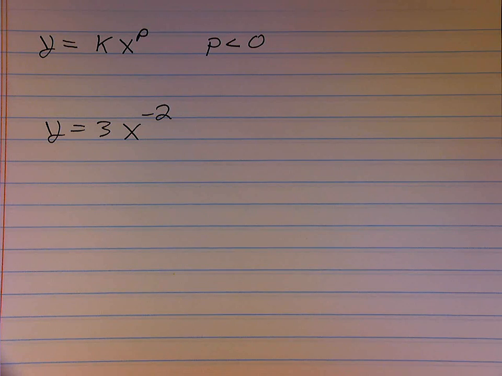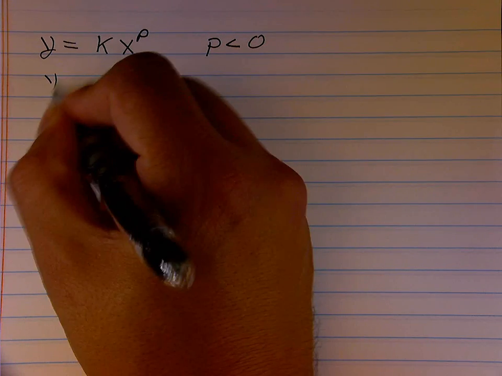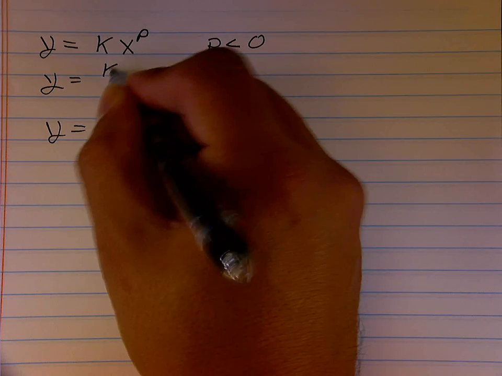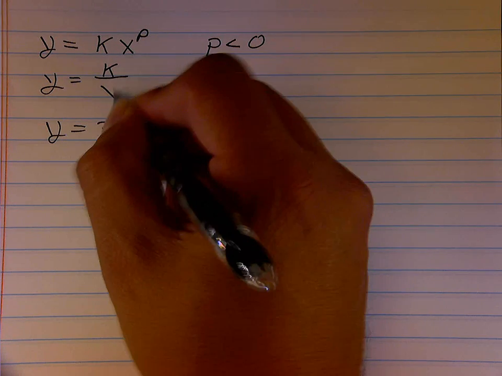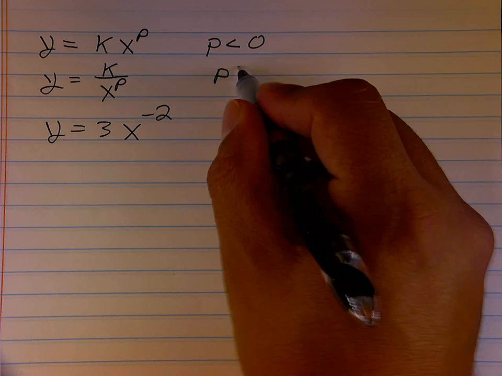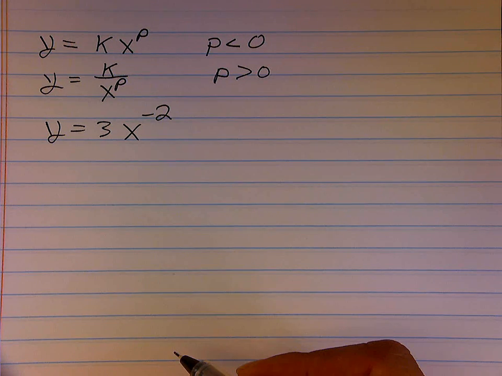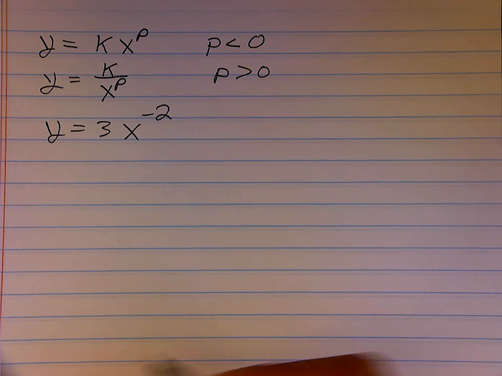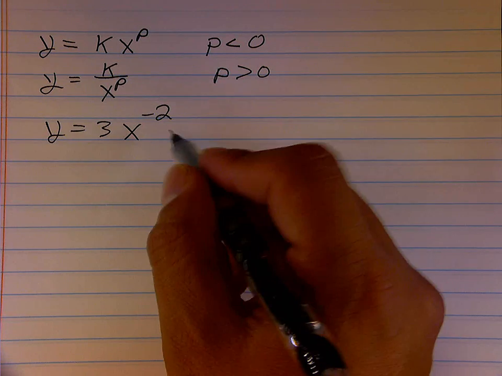However, it's more frequently written in this format. And when we write it this way, our p becomes positive because we're flipping its side of the fraction bar.